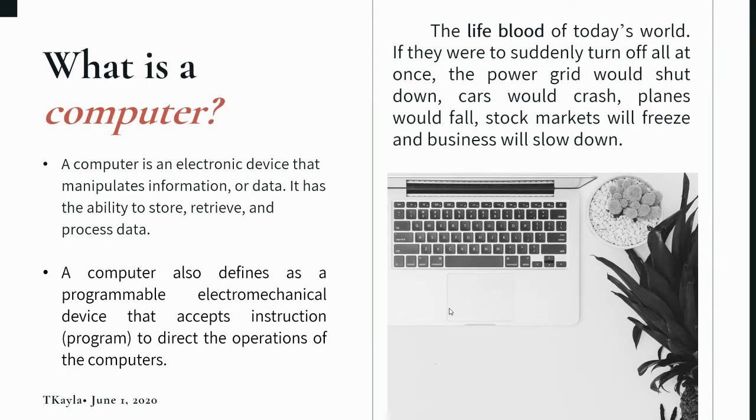If computers were to suddenly turn off all at once, the power grid would shut down, cars would crash, planes would fall, stock markets would freeze, and business would slow down. Can you imagine a life without computers?